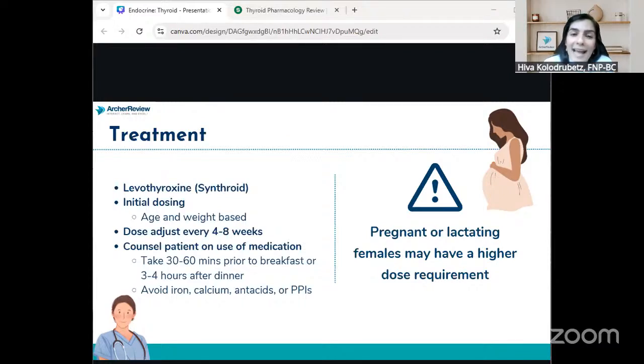And with our pregnant lactating females, we may have to be a little bit more diligent about getting them in sooner and titrating that dose a little bit faster. So that's where that 4 weeks comes into play, and that's why I left the 4 weeks in there. Who can tell me, you can put it in the chat, why are we going to be a little bit more aggressive with checking these labs in our pregnant patients? What happens between the first and second trimester? Do you know? You can put it in the chat for me.